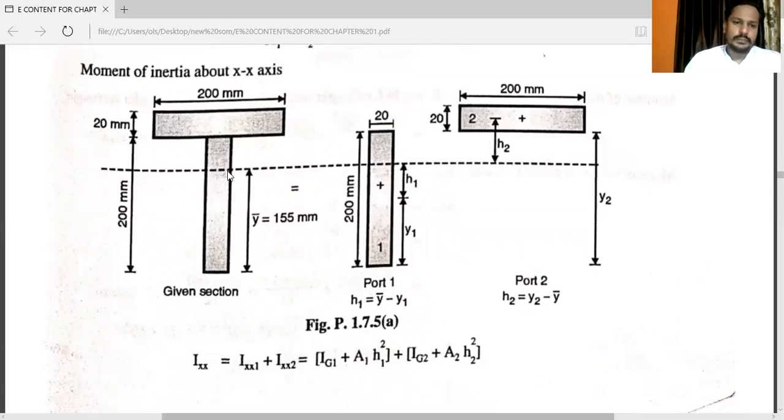Now see the cursor position, it is very important. This one is the centroid point. The horizontal dotted line passing through the centroid is the x axis, and the vertical line passing through the centroid point is the y axis. But here we have to calculate only Ix, so we are considering the horizontal axis only.